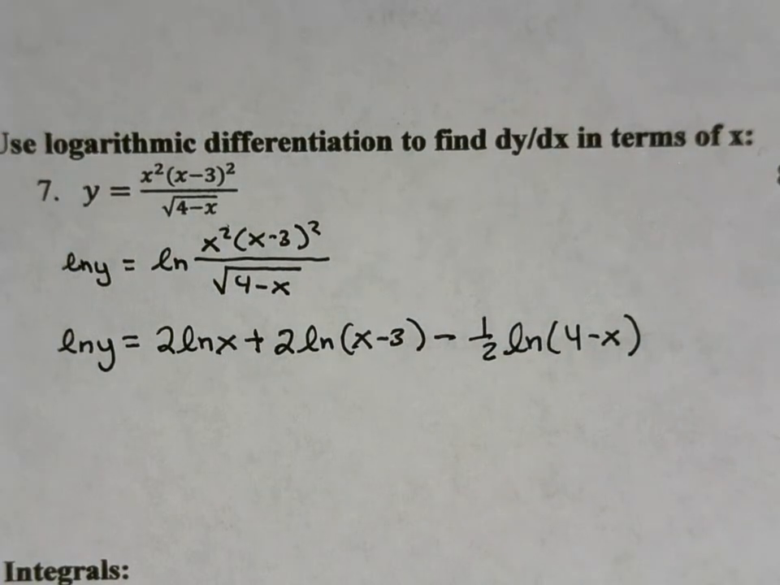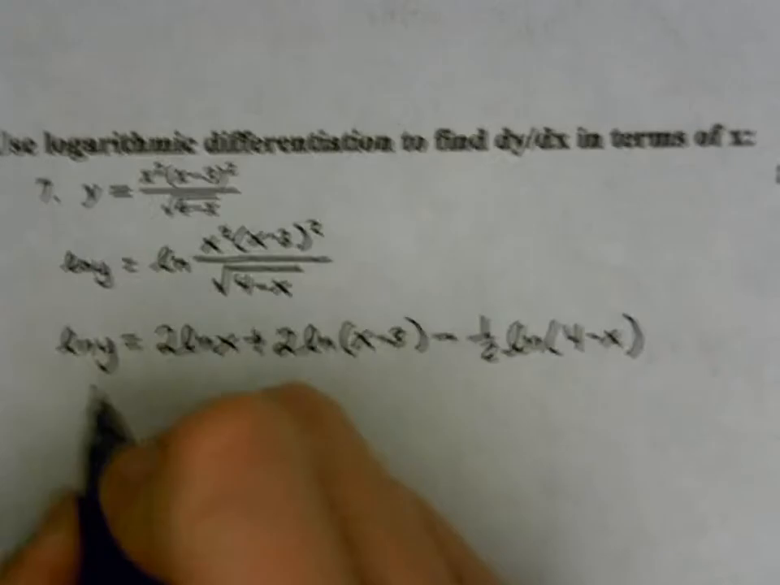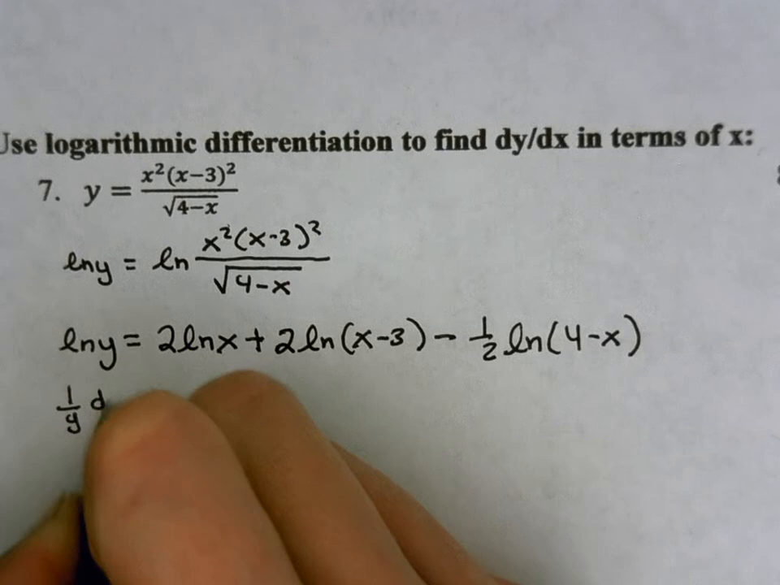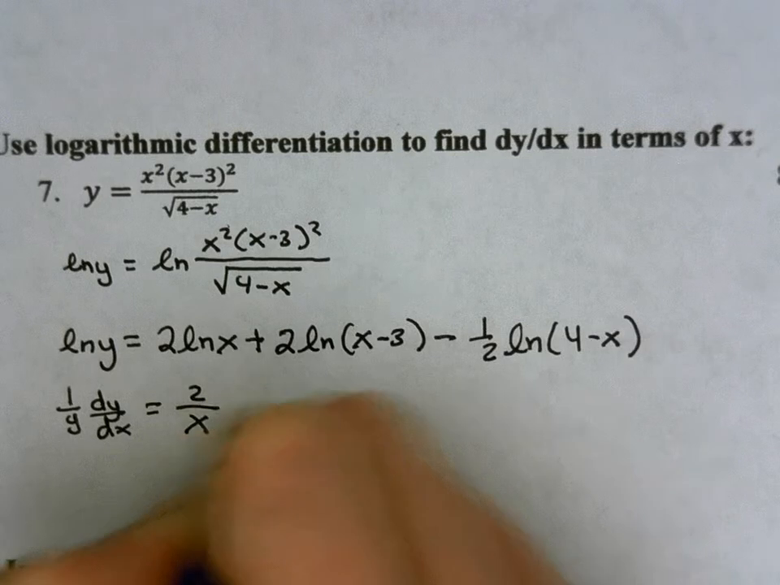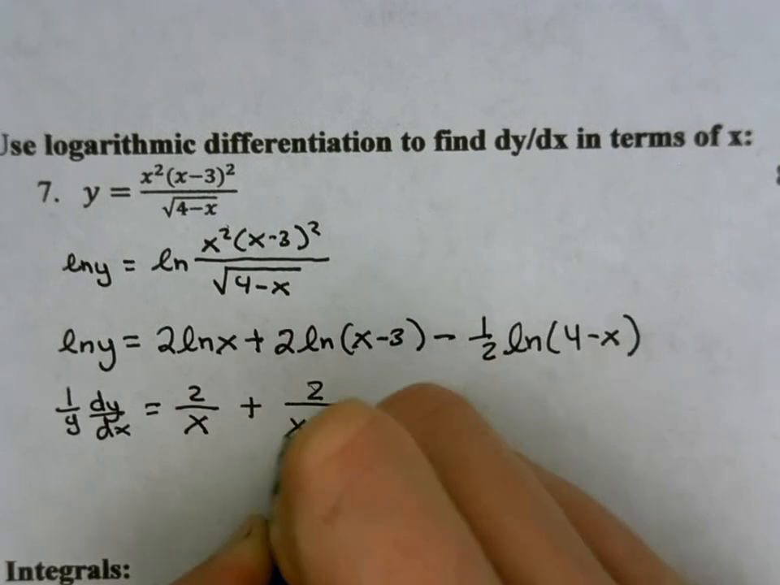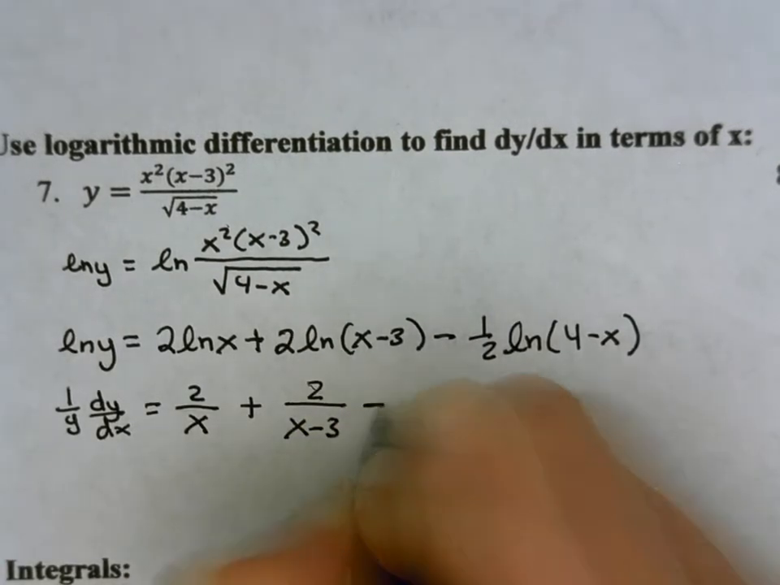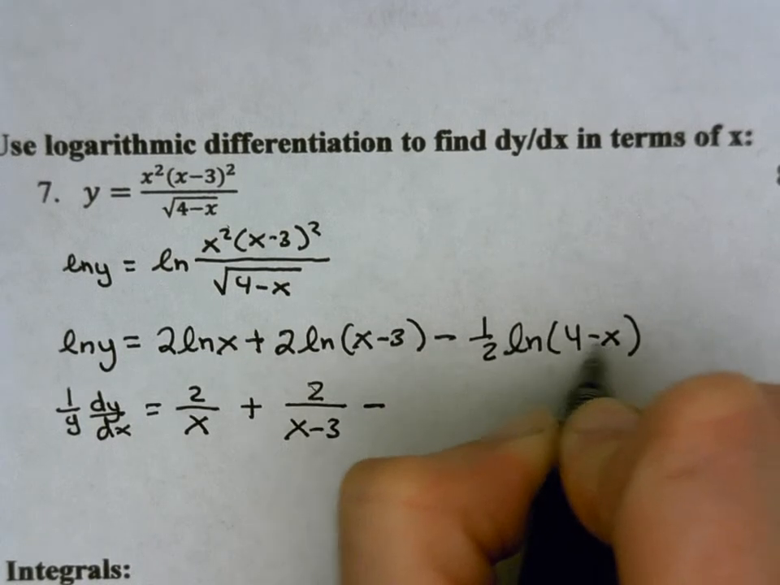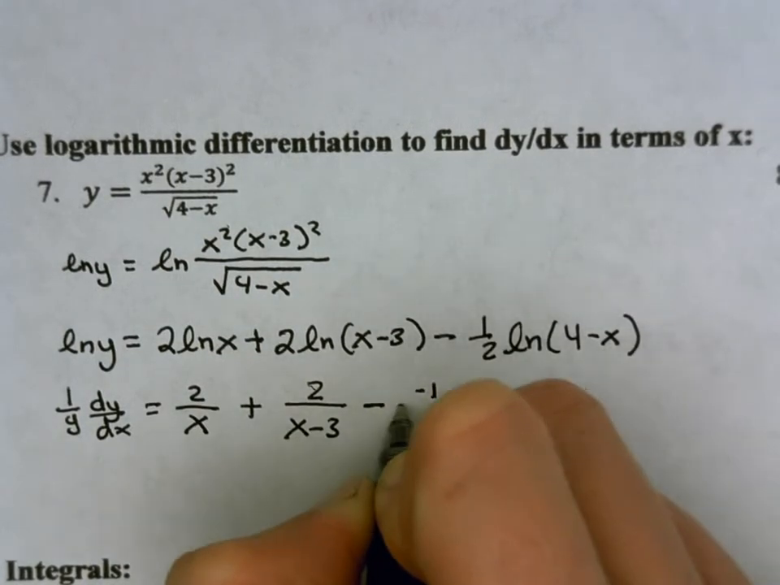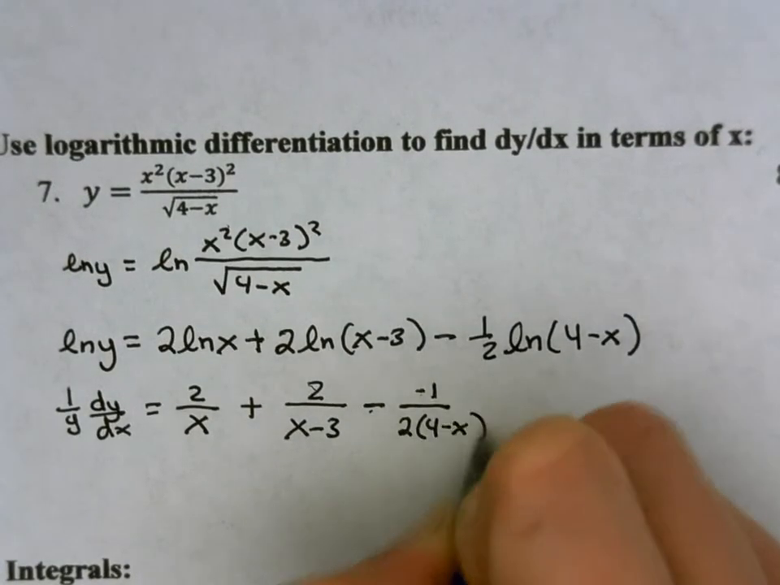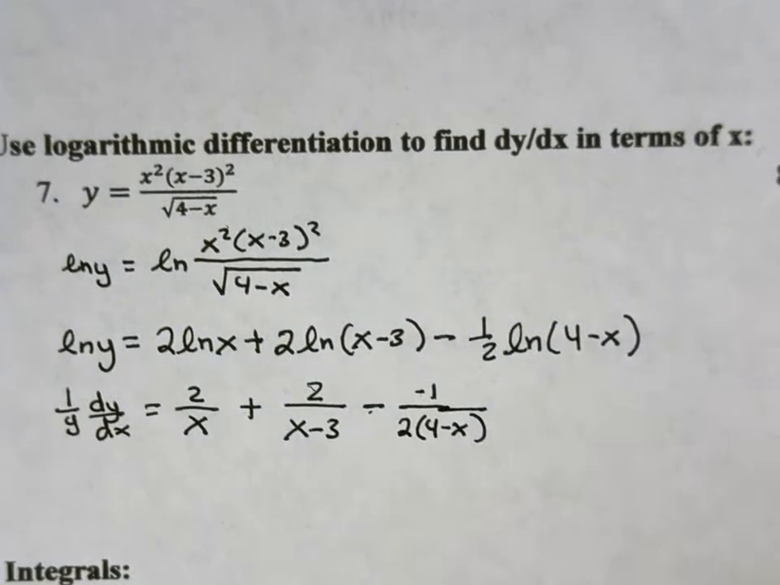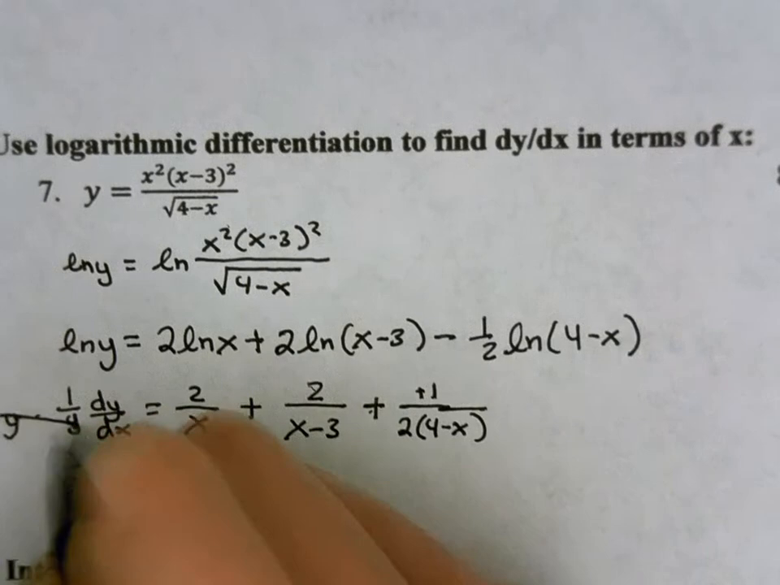Okay, step 3 is that we are going to take the derivative of each of those terms. Okay, so we have 1 over y dy dx equals 2 over x plus 2 over x minus 3 minus, and then u prime in this case, derivative of 4 minus x is negative 1, so that minus and negative are going to end up canceling, and then 2 times 4 minus x. Okay, so minus a negative. And then our last step is to multiply both sides by that y.